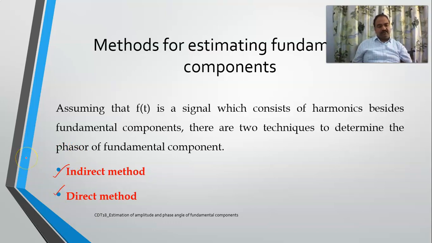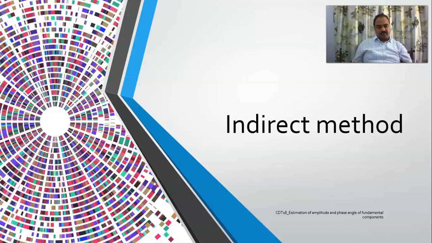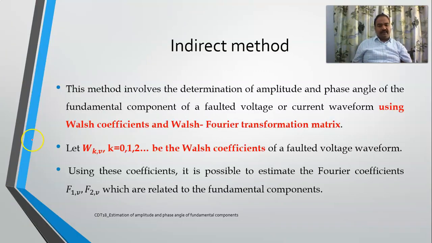In your syllabus, there is only a qualitative treatment of these two methods. So I'll just explain these two methods which were proposed by the researchers. The first one is the indirect method, wherein you will be determining the amplitude and phase angle of the fundamental components using Walsh coefficients, and then you transform them into Fourier coefficients using the Walsh Fourier transformation matrix.